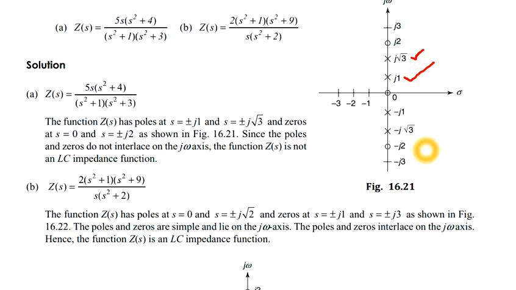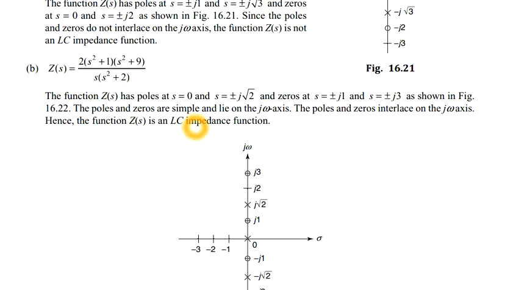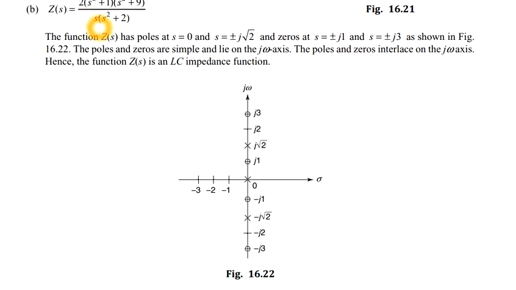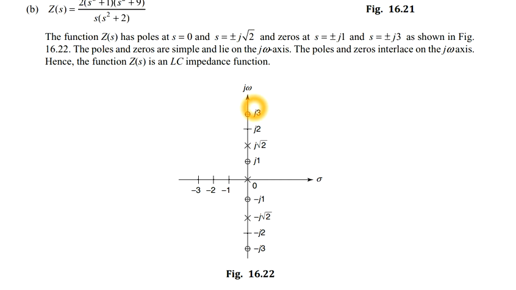Then we will see the next one, Z of s. This is the function that is given. If you see, we have a zero at infinity, and we have poles and zeros on the j omega axis only, which are given like this. First you identify them and mark them on the j omega axis of the s plane. Then you check the alternating property of zeros and poles. We have a zero at j3, and then we have a pole at j root 2. Then below that we have a zero. Then again we have pole, zero, pole, zero. That means they are coming alternately. There is no continuous zero or continuous pole.